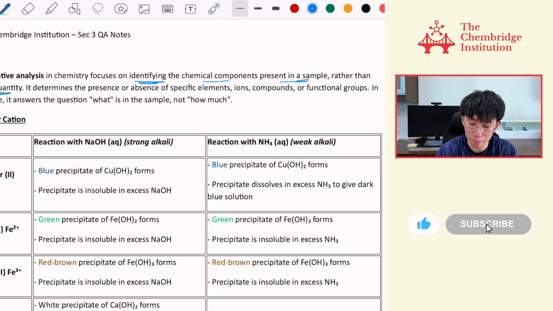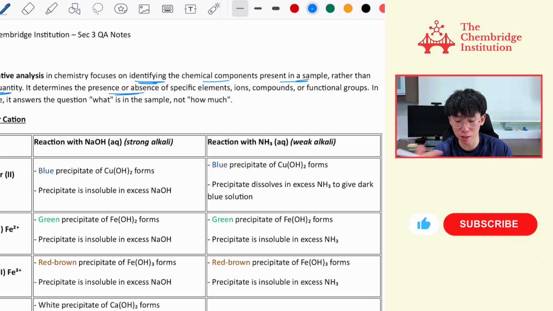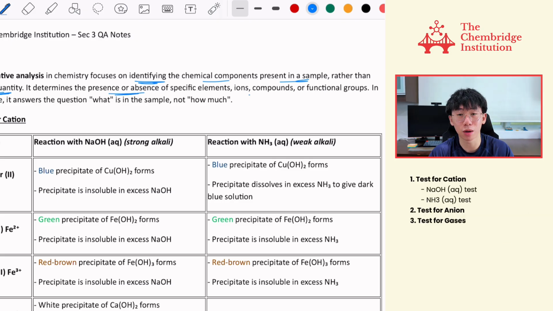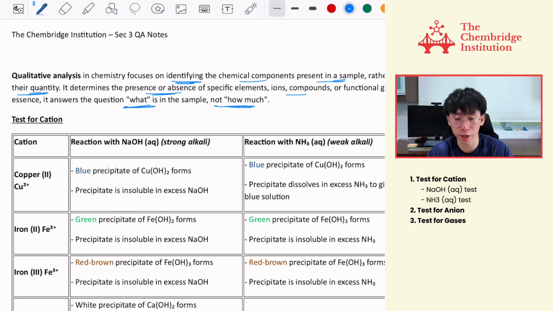So we are determining the presence or absence of specific elements or ions, compounds or functional groups. And we are mainly answering the question of what is in the sample and not really how much of a particular ion or functional group or whatever is inside the sample. So let's move on to our test for cations.